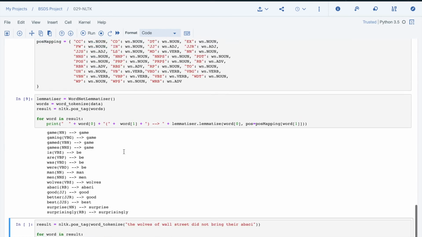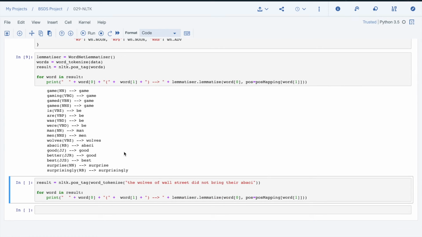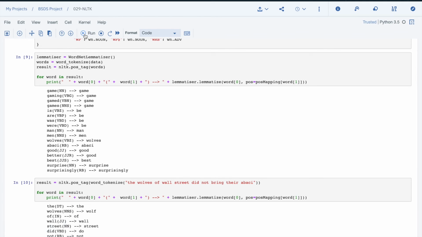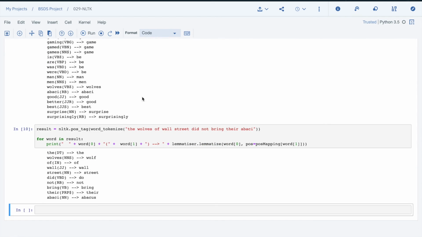Let's look at our original list of words and pass it through the lemmatize method. Note that the method also takes a part of speech argument. Since we're using a list of words, the part of speech is not completely accurate as we've seen before. We see several good conversions from game, the verb to be, and even better to good. If we apply it to a sentence, we see that with the proper part of speech classification, we get wolf and abacus.